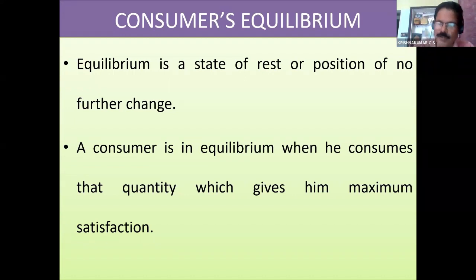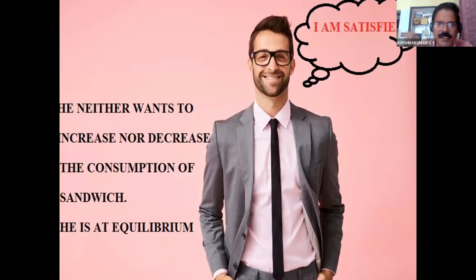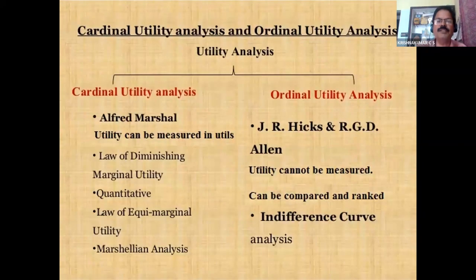Now, consumer's equilibrium. See here in this case, I am satisfied. He neither wants to increase nor decrease the consumption of sandwich. He is at equilibrium, because he neither wants to increase the number of sandwiches nor reduce the number of sandwiches. When a consumer is deriving maximum satisfaction, he is in a state of rest. He neither wants to increase consumption nor wants to reduce consumption. We say the consumer is in equilibrium.